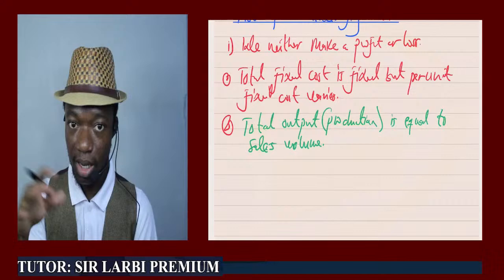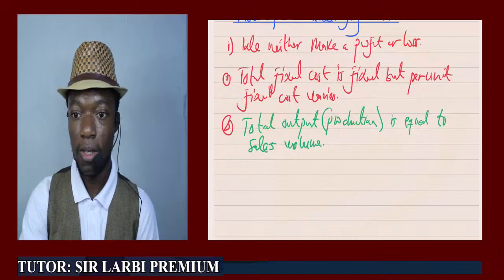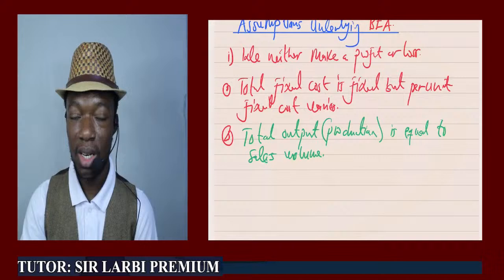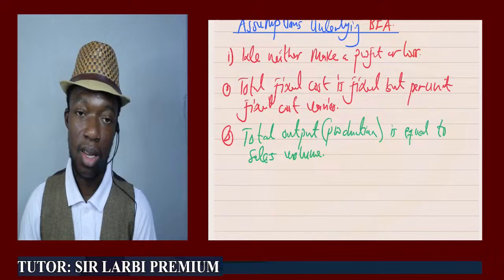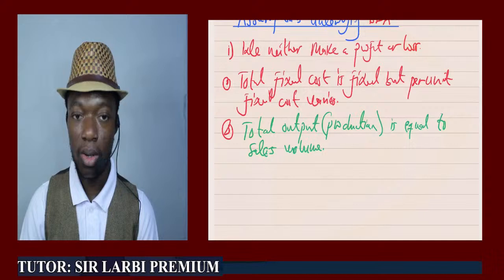So once you have gotten the assumptions, the next thing you want to look at is the graphical representation of how break-even naturally works. From there, we can build in our formulas, take some questions, and then go into the multiple product issue. Okay, so any question for me? That will lead into the next thing that we want to look at.